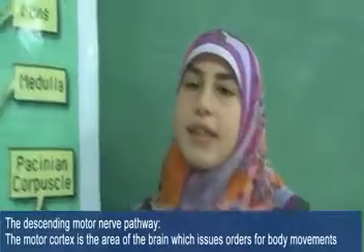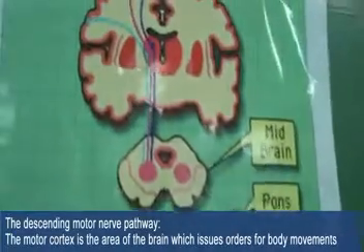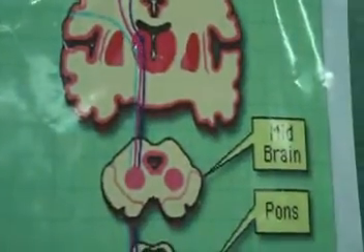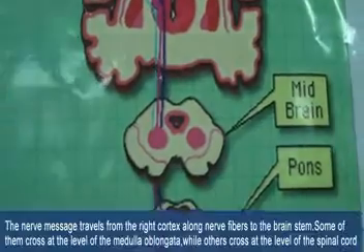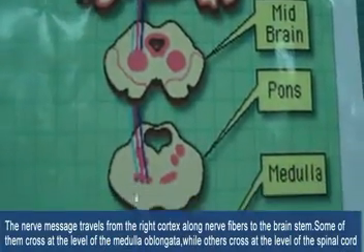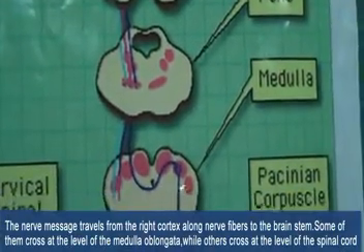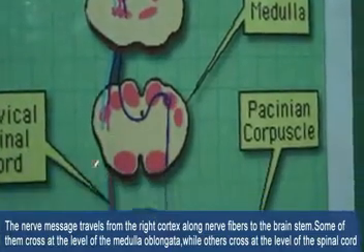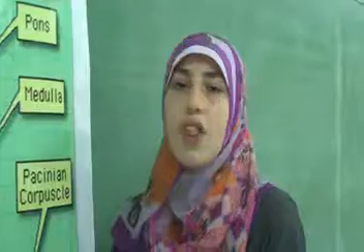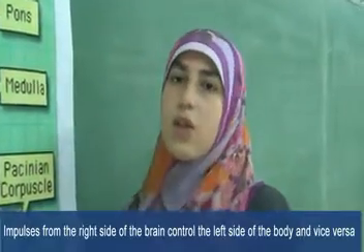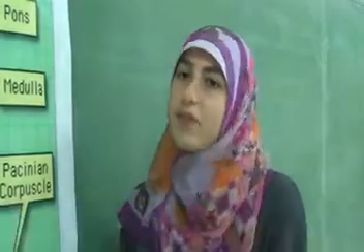The motor cortex is the area of the brain which issues orders for body movement. The nerve impulses pass from the right cortex and travel into the brainstem along nerve fibers. Some of them cross at the level of the medulla oblongata, while others cross at the level of the spinal cord. Therefore, impulses from the right side of the brain control the left side of the body and vice versa.